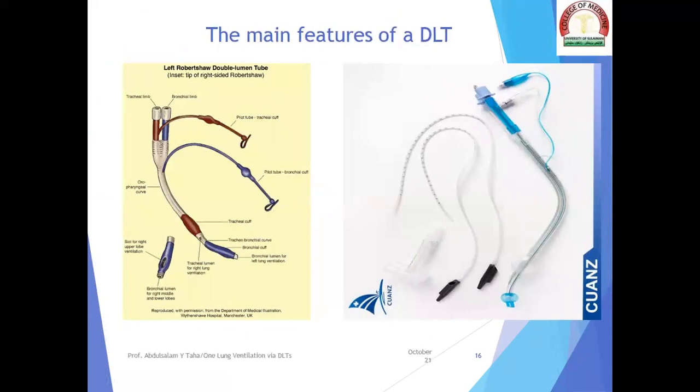So these are the main features of the modern double lumen tube. We can see that there are 2 cuffs: a tracheal cuff, which is transparent or colorless, and a bronchial cuff, which is blue in color. And proximally, there is an adapter. And also we have the pilot bronchial balloon and tracheal balloon. Suction catheters can also be supplied with the package.